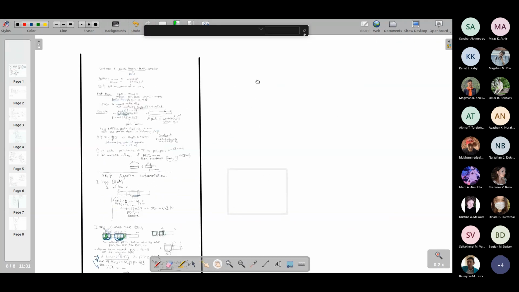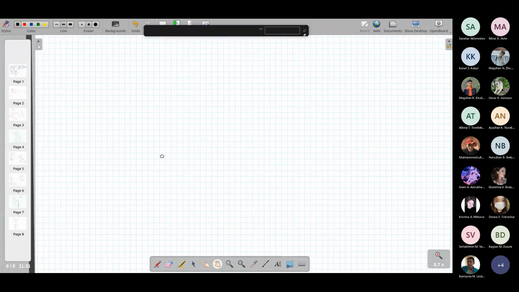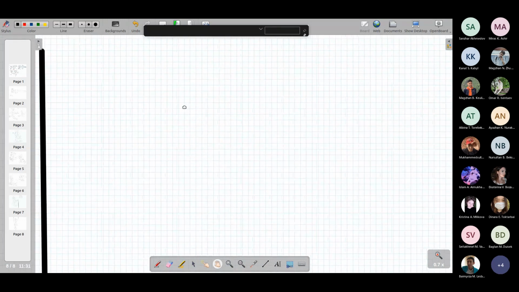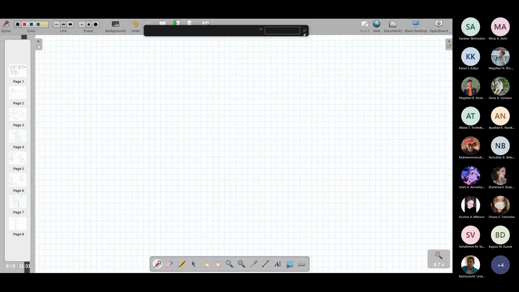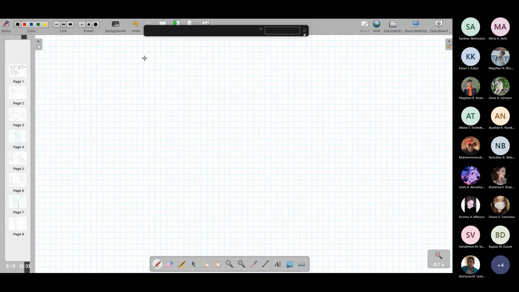So now we're going to discuss a bit. We start a new chapter, which is called graphs. So that is graphs representation.